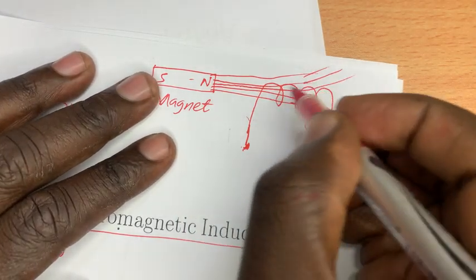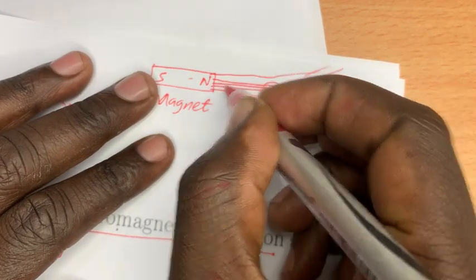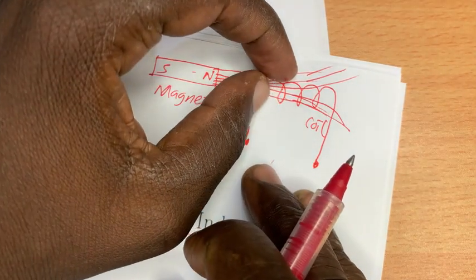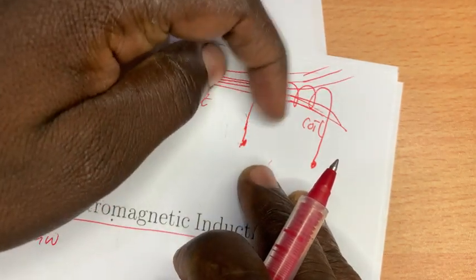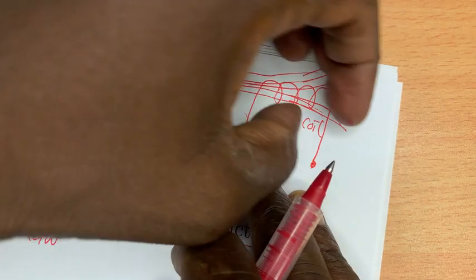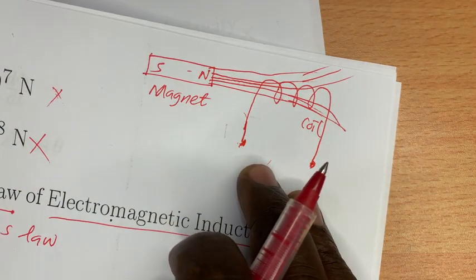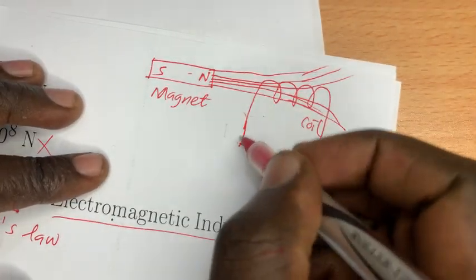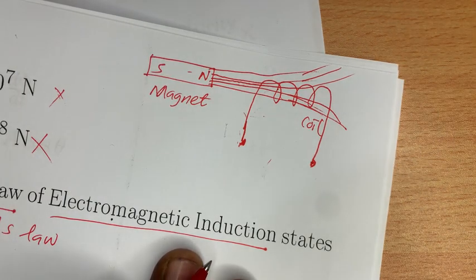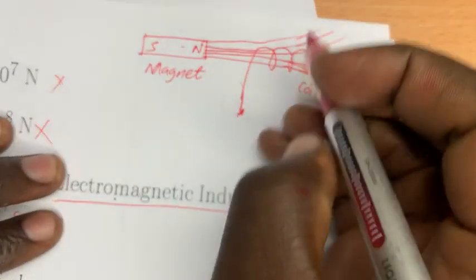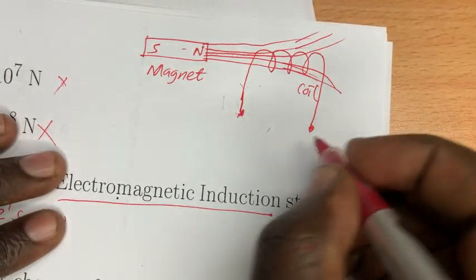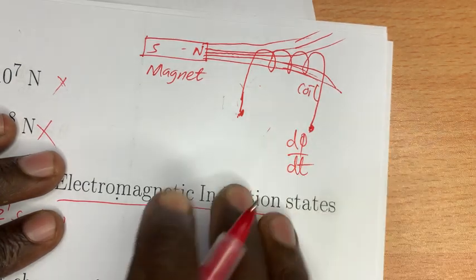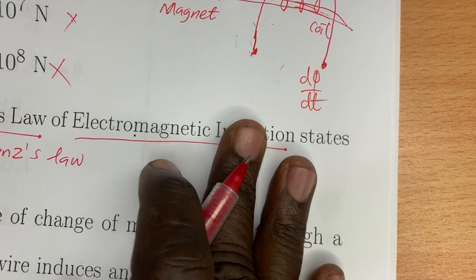The thing is that if the lines linking with the coil change, because if I bring it forward, the number of lines linking with the coil will increase, and there will be more EMF. If I bring it back, if I push it away from the coil, the number of lines will reduce, and I will still have, of course, EMF. So the rate of this linkage is what we call d phi dt.